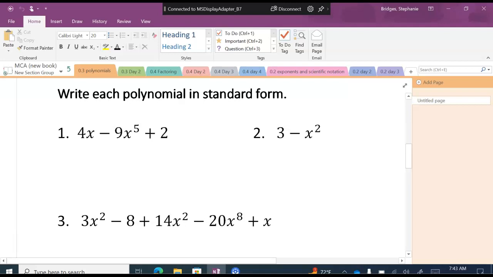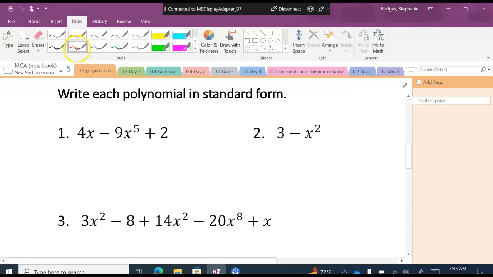That means I'm going to start with the highest degree. Which one of those has the highest degree? The 9x to the fifth. So I want to write that first, but we have to be careful with the signs. What sign's in front of that 9x to the fifth? A negative. So we're going to write it as a negative 9x to the fifth. And we go in decreasing degrees. So that will be a fourth, a third, a second, a first, and no x.